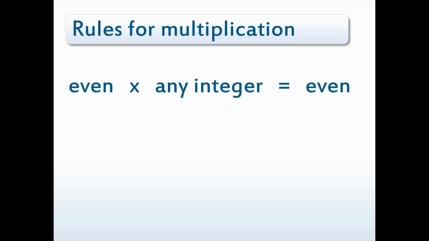Now, let's look at the rules for multiplication. An even number multiplied by any integer, whether odd or even, always gives an even number. So the only way to multiply a series of numbers and get an odd number is if all the numbers in the series are odd.